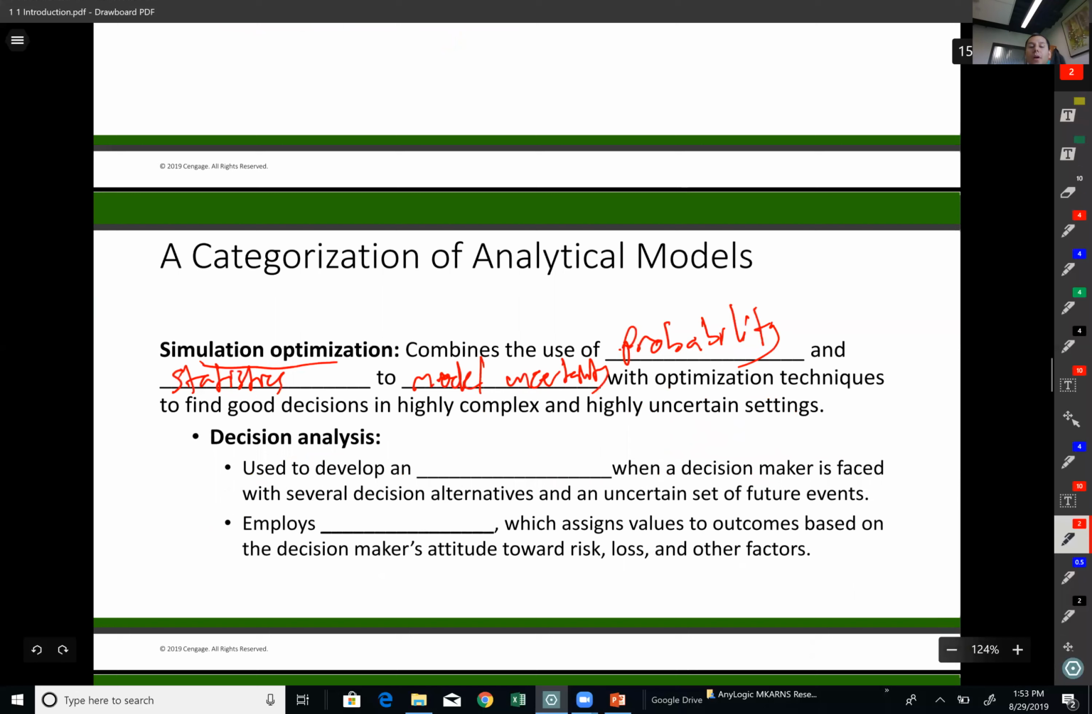All right, so decision analysis is used to develop an optimal strategy or best strategy. And this strategy can be based on different factors, different decision makers, so it can get very complicated. And it employs utility theory instead of just pure dollar figures, because every decision maker has different risk behavior, risk seeker or risk averse.